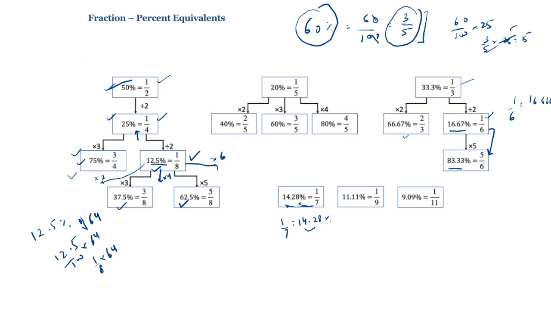Okay, 11.11% is 1 by 9 and 9.09% is 1 by 11. So they are kind of the opposite of each other. So again, it will be helpful to remember. So make sure that you memorize these percent fraction equivalents. In the next 2 pages, we'll see how useful they are.